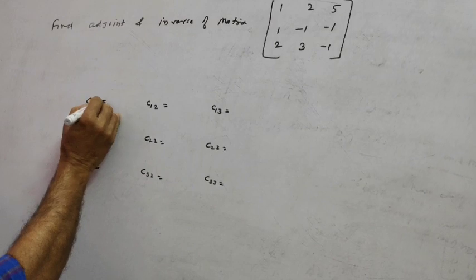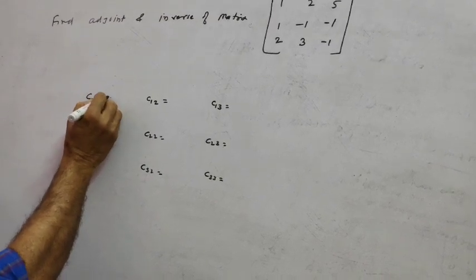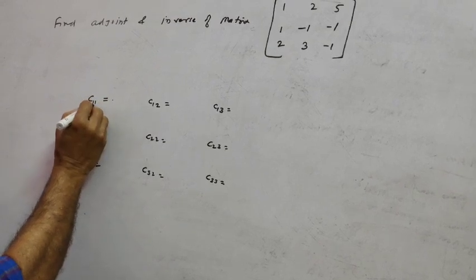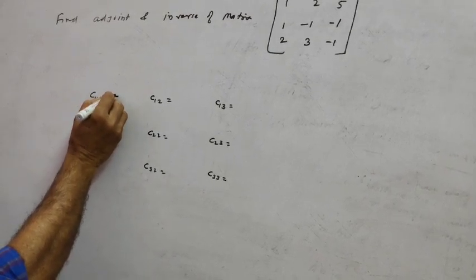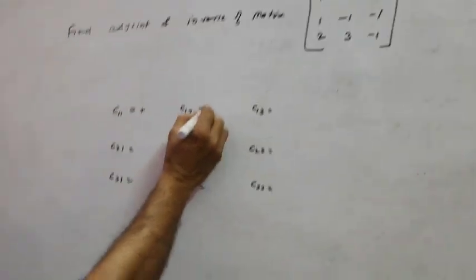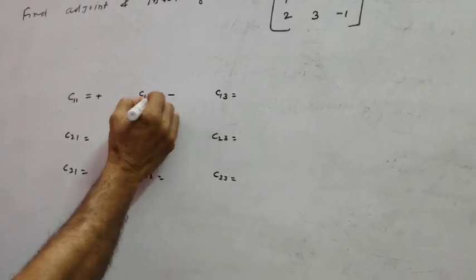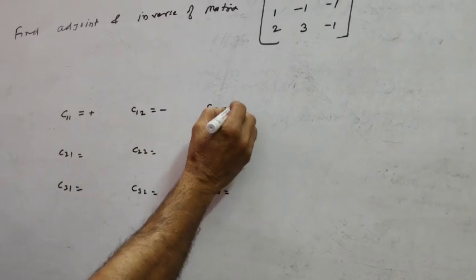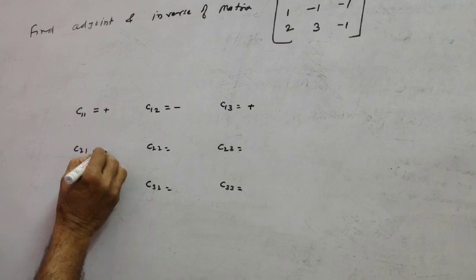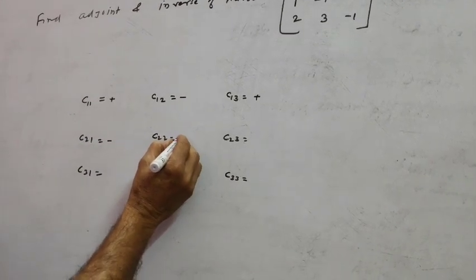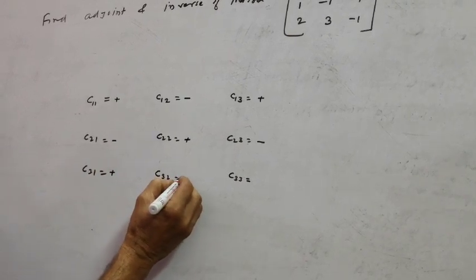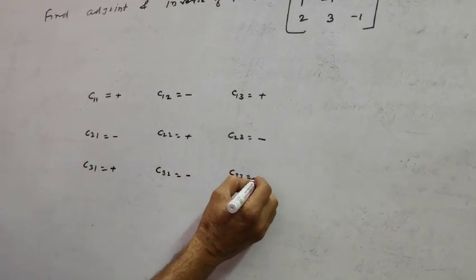First put its sign. Sign depends on row plus column. If the sum of row plus column is even, then the sign will be positive, and if the sum of row and column is odd, then the sign will be negative. 2 plus 1, 3, means odd, negative. 2 plus 2, 4, means positive. 2 plus 3 negative. 3 plus 1 positive. 3 plus 2 negative. 3 plus 3, 6, means positive.